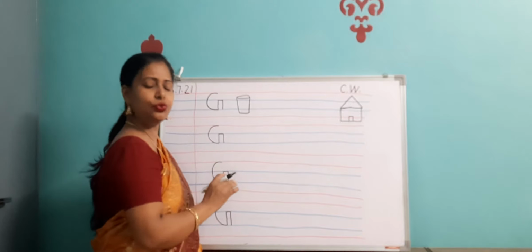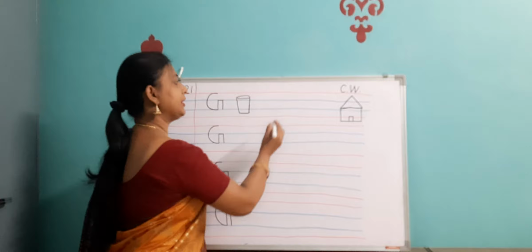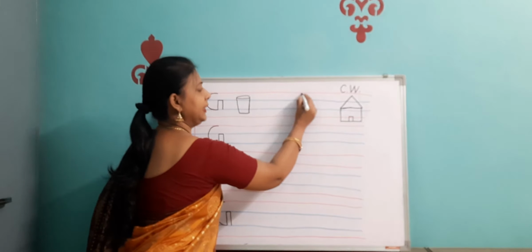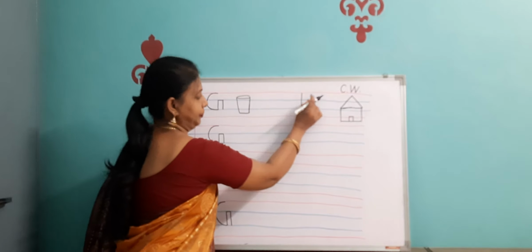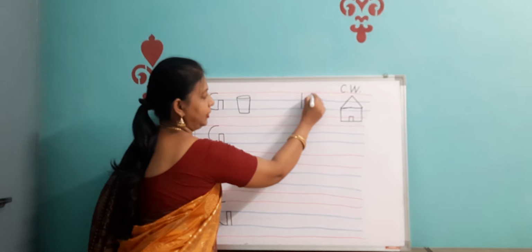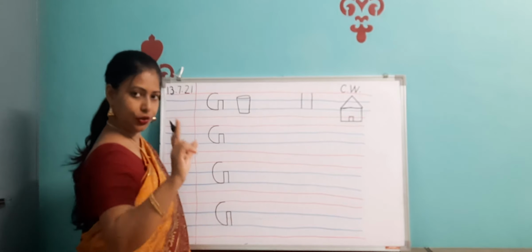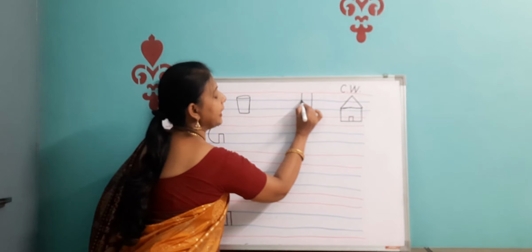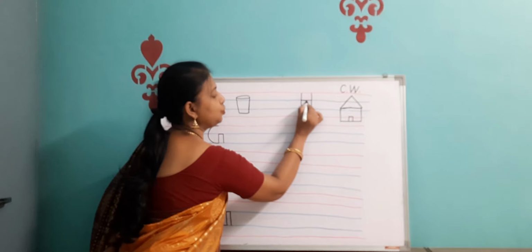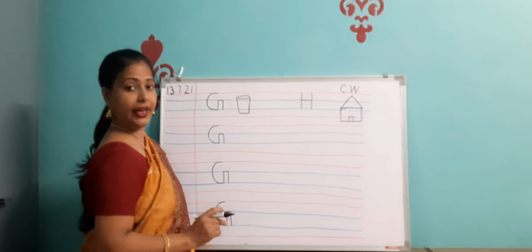In this H we use only the standing line and the sleeping line. Okay. So once again we start from the first line till the third line. You will draw a standing line like this. Then again you will draw a standing line like this from the first line till the second line. You are going to draw two standing lines like this. Then on this second line you will draw a sleeping line like this, and you are going to join these two standing lines at the center.